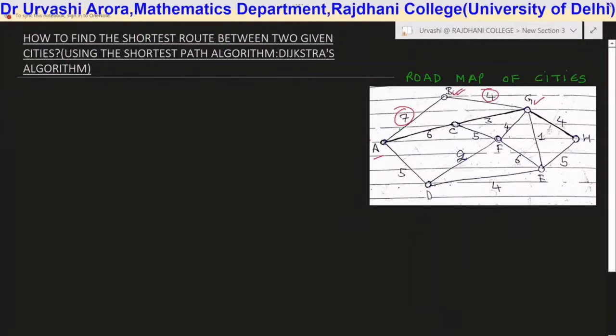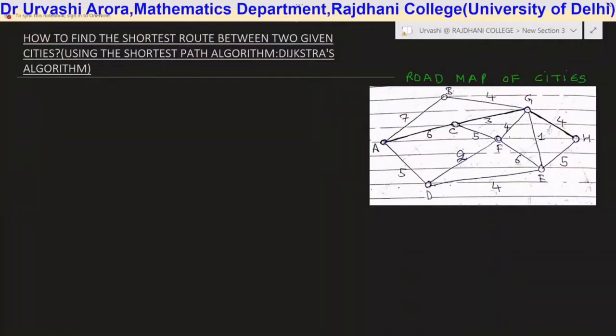Now these numbers represent the distance between the corresponding cities in kilometers. For example, as I said, A and B are joined by a road AB, and 7 is written above AB. So this simply means that the road distance between city A and city B is 7 kilometers. Again, there is a line joining city B and city G, and 4 is written over BG. This simply means that the road distance between B and G is 4 kilometers. So likewise, the other numbers which are placed over every edge can be interpreted.